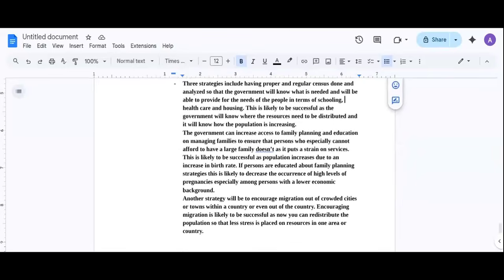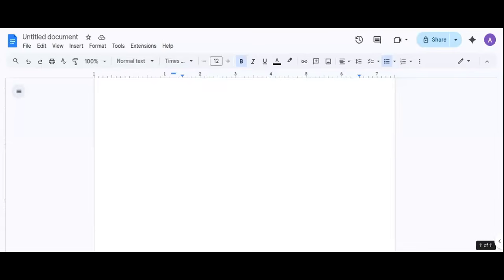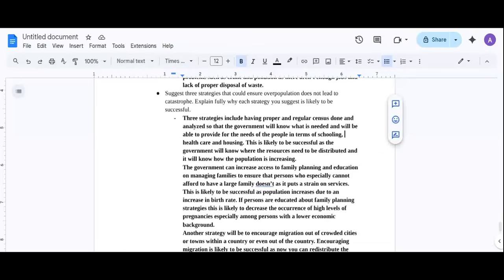Another strategy will be to encourage migration out of crowded cities or towns within a country or even out of the country. Encouraging migration is likely to be successful as now you can redistribute the population so that less stress is placed on resources in one area of a country. So that is the 3 strategies that could ensure overpopulation does not lead to a catastrophe. What does that mean? That just simply means how they can manage the population. So that is our population question.